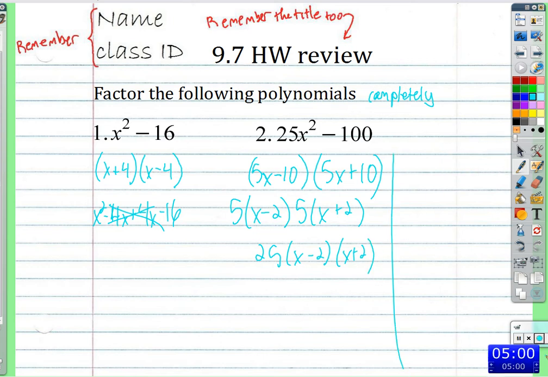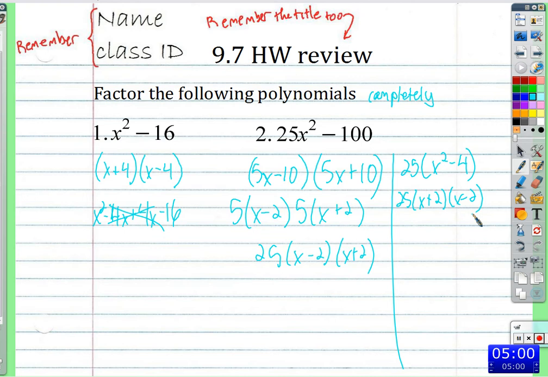Or do these two share a common factor? What factor do they share? 25. 25, the biggest one they share is 25. Then we get x squared minus 4, right? Which is a difference of squares as well. 25 times x plus 2 times x minus 2.